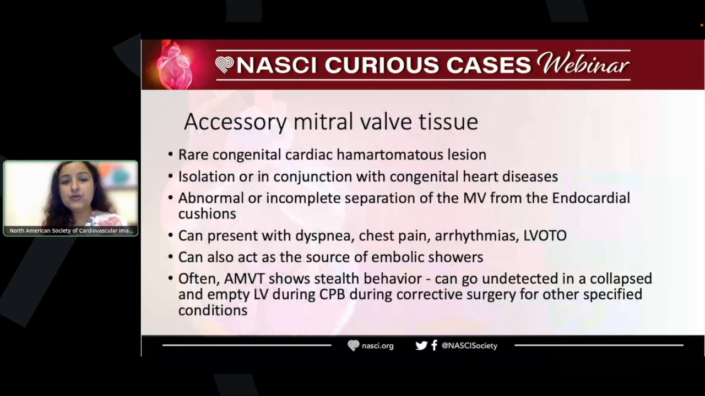It is a congenital cardiac hamartomatous condition. It can be seen alone or in conjunction with congenital heart diseases. In our patient, she underwent an AVSD repair at 4 months of age.